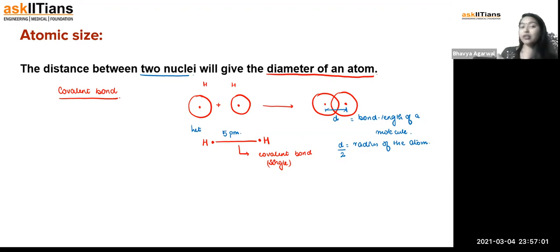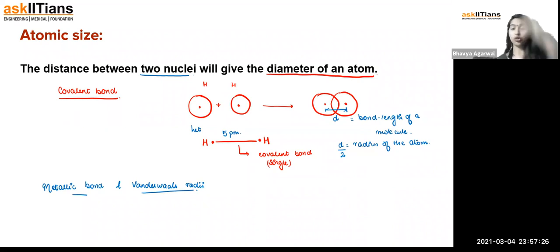There are many other kinds of bonds that we have. We have metallic bonds, and van der Waals radii, along with ionic radii or ionic size. We will be discussing that part also in a while. So let's first talk about the metallic bond.